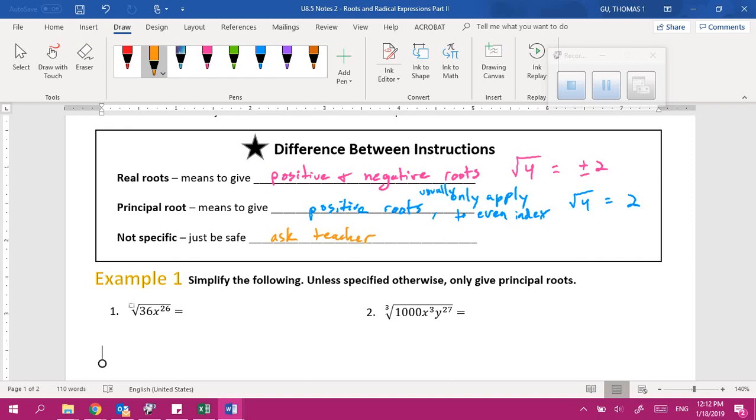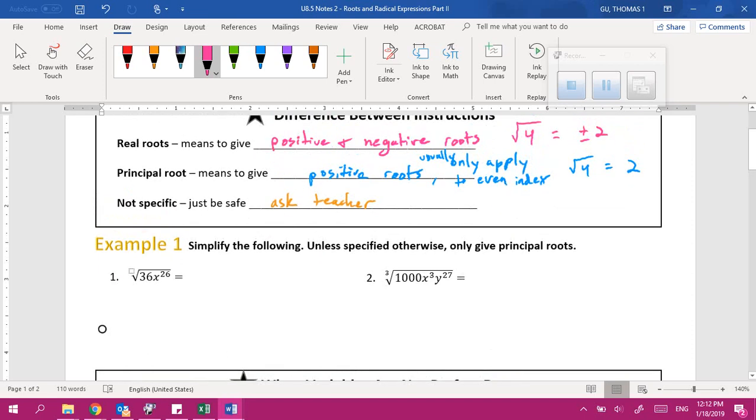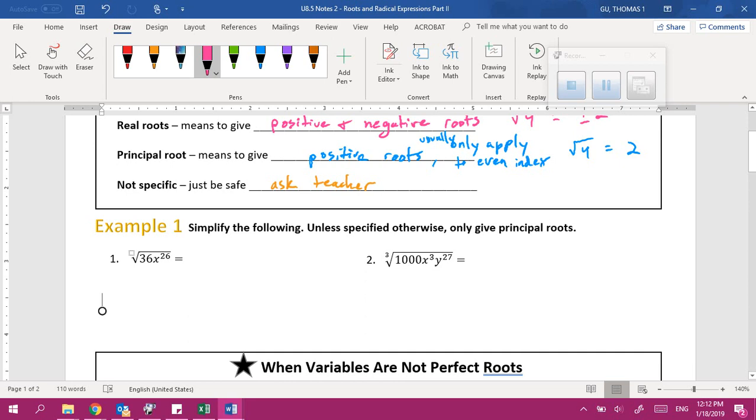This first example is to establish how we're going to be doing it now, to keep it consistent with everybody else. Simplify the following. Unless specified otherwise, only give principal roots. So what are we looking for if it says only give principal roots? Right, just the positive roots. And now, you see it says unless specified otherwise. So now, on this whole paper, unless it says real roots, then only give the principals.